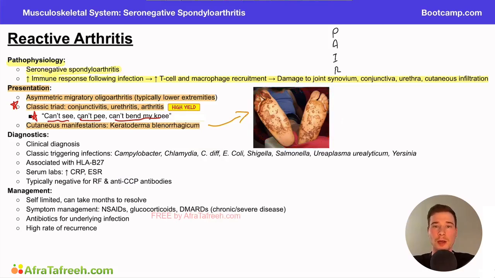Now, it's really important to also be mindful of the diagnostics here. And in general, this is going to be a clinical diagnosis, right? If a patient presents with these triads, there's not a specific image that we're going to get that's going to tell us, yes, this patient definitely has a condition, or a specific lab.